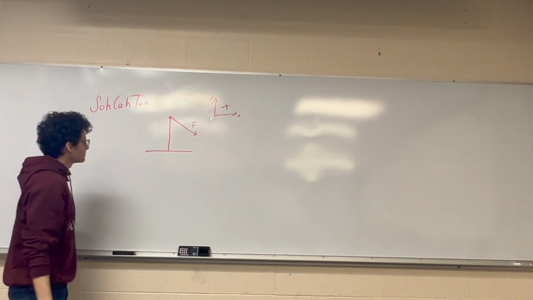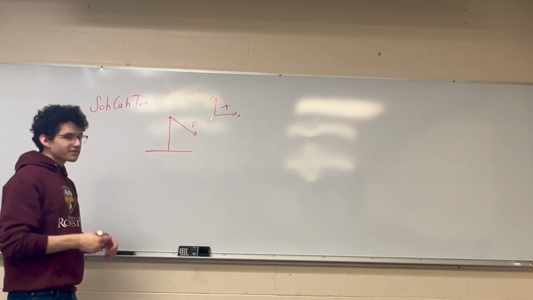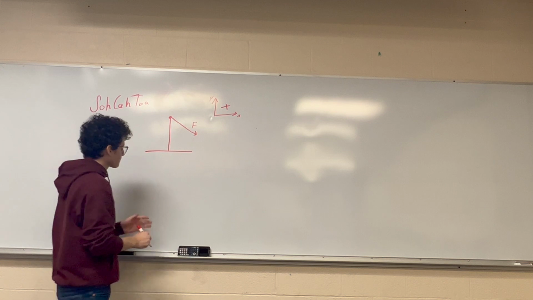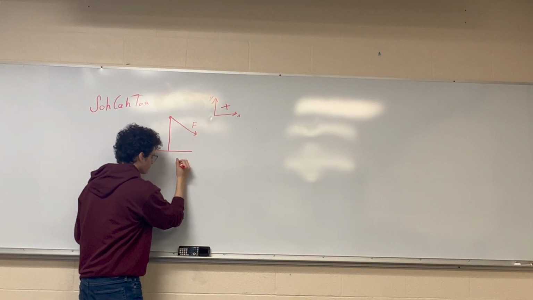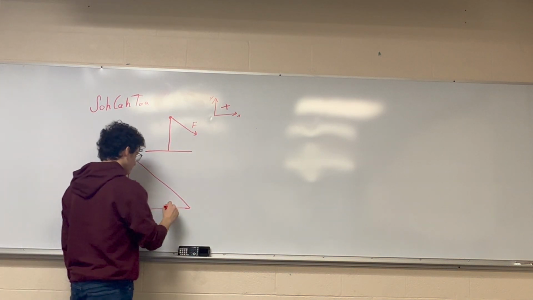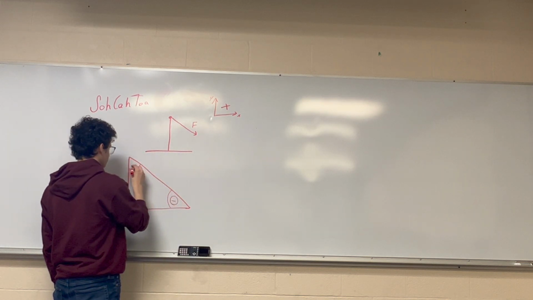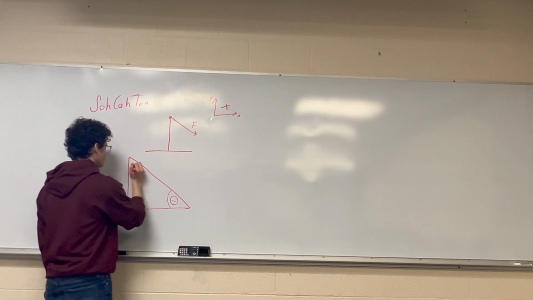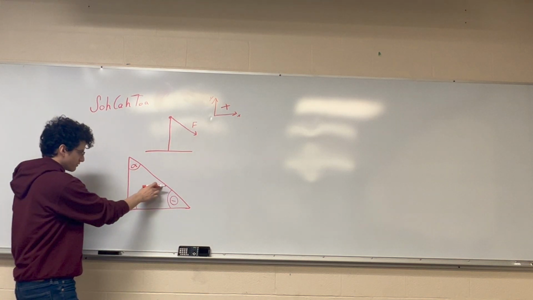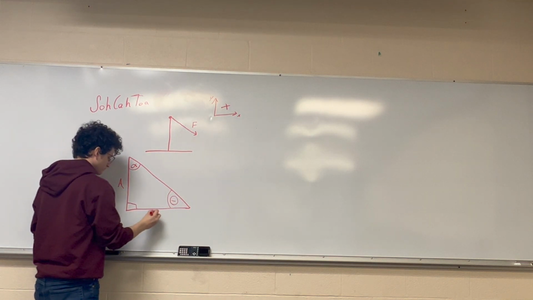So let's think about this in terms of how to decompose this force. What does it mean to decompose a force? Well, you have to think about triangles, which is why I'm saying get back to trig. If you have a triangle, okay, a right triangle specifically. Say this is angle theta, and this is angle alpha. So let's say we have our hypotenuse and two legs. We'll call this one A, this one B, this one C.